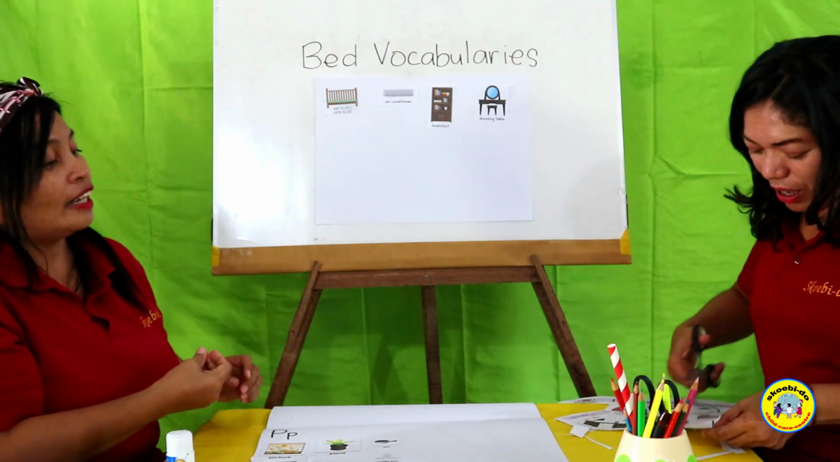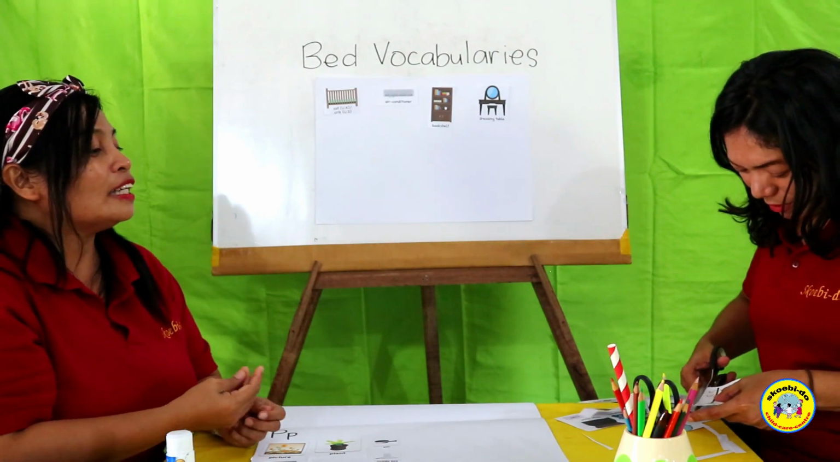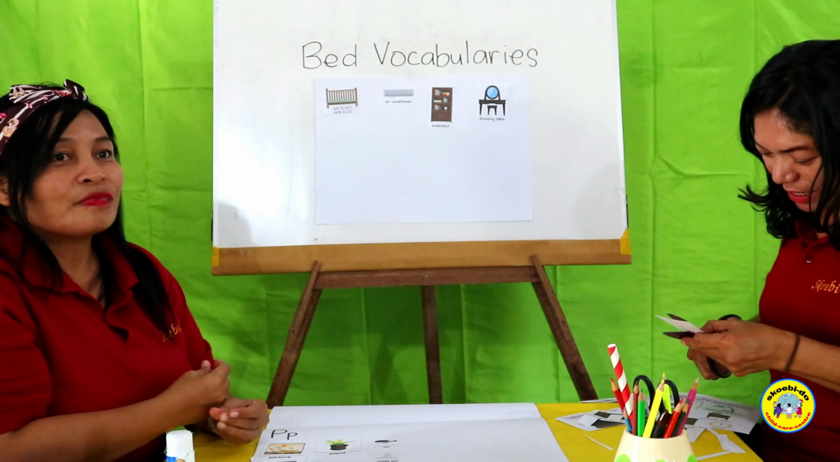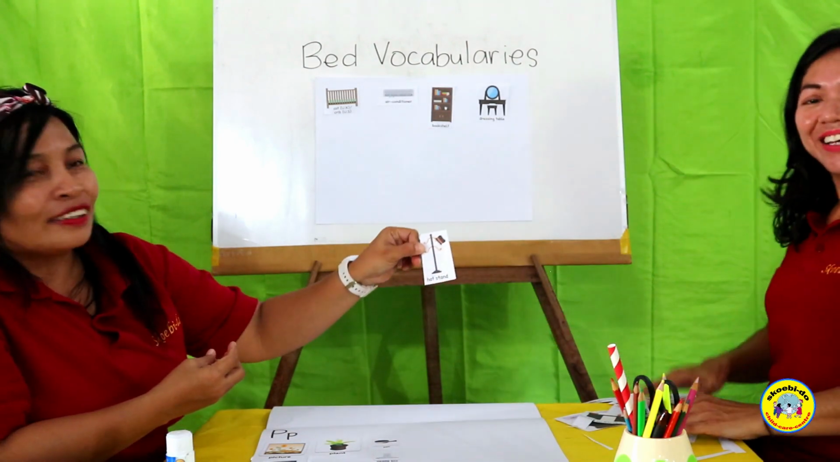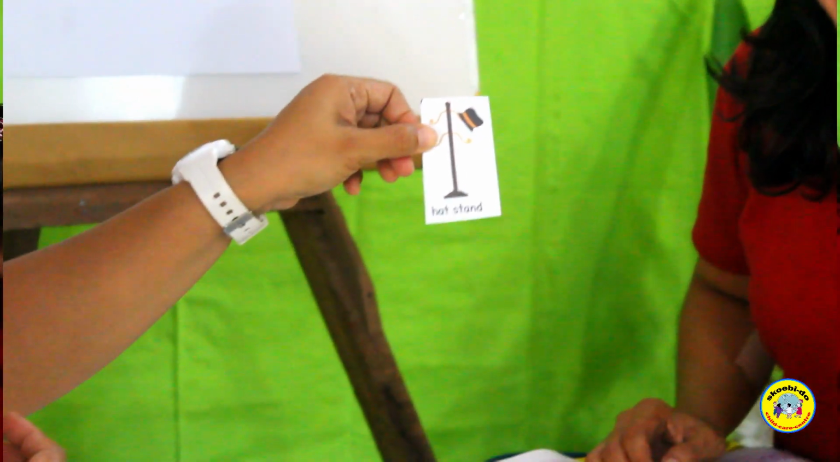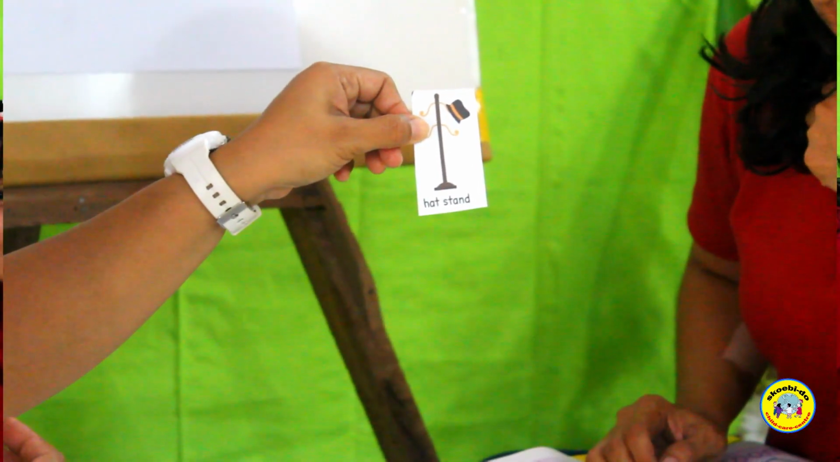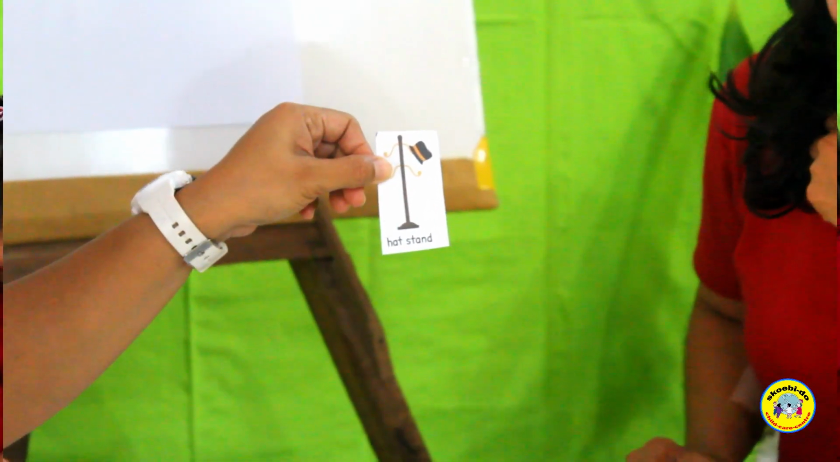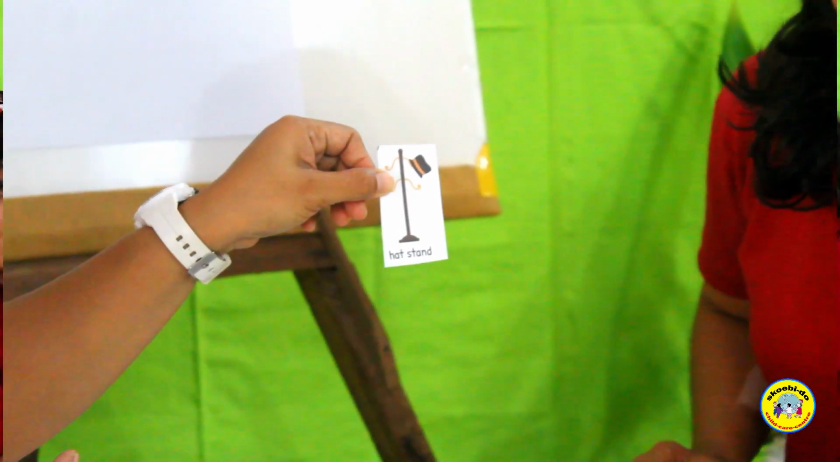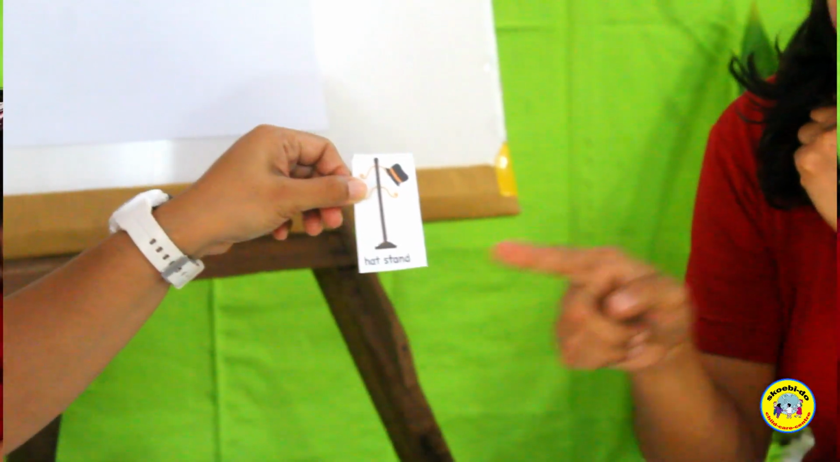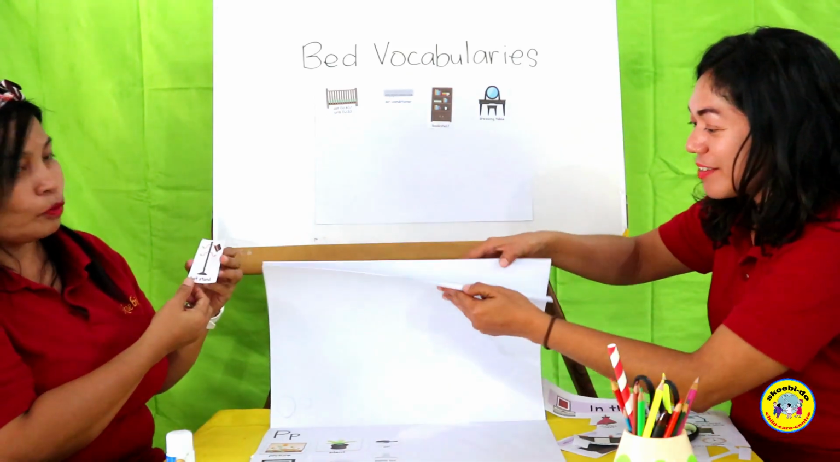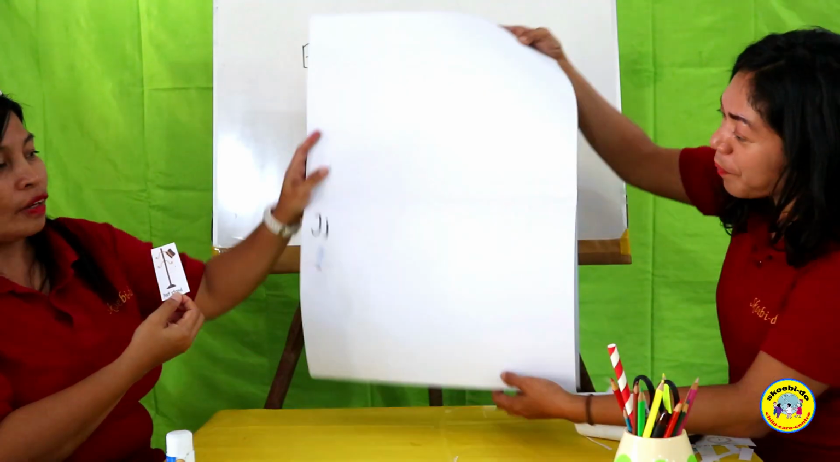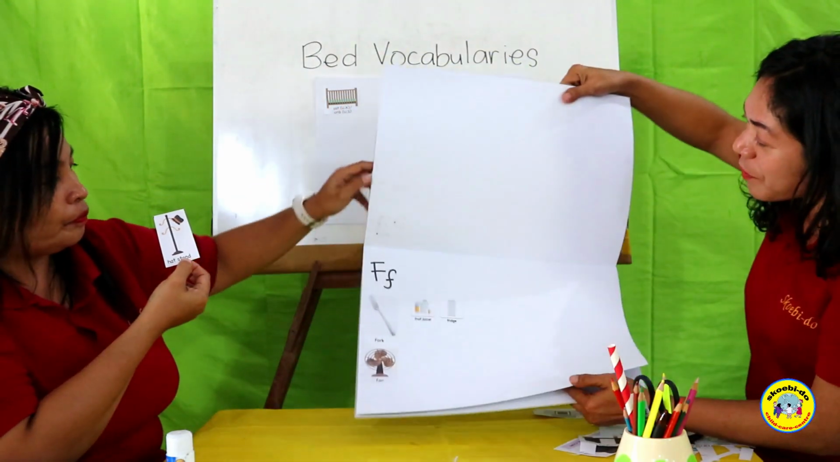Okay. Yes. Okay. What's that, Miss? This is a headstand. See? Headstand is the letter H. Make the sound. Headstand. Yes, start with the letter H. Make the sound. This is a picture to put on our head, Miss. Look at this. Yeah.